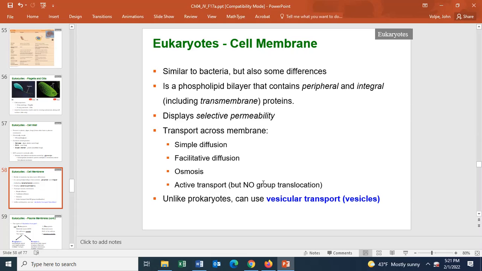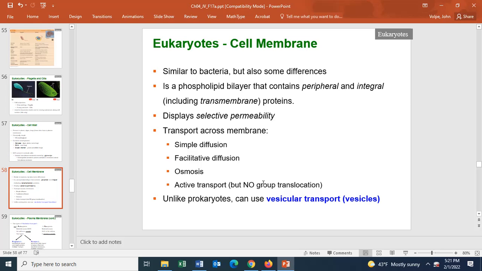You can have transport across the membrane. The three transports we've already mentioned: simple diffusion, where oxygen and carbon dioxide simply diffuse across the cell membrane. Facilitated diffusion, where a channel protein facilitates the movement of molecules across the cell membrane. You can have osmosis, where water is crossing the cell membrane.